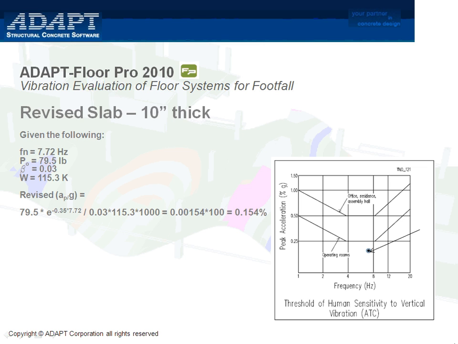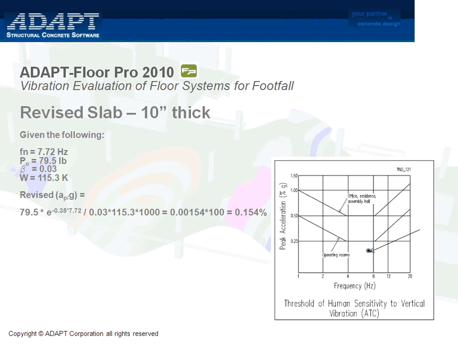In evaluating the revised slab of 10 inches thick, we can see that the frequency is now 7.72 Hz. P0 remains the same at 79.5 pounds, as does the damping ratio of 0.03. The weight of the panel increases to 115.3 kips, and finally the acceleration as a function of g is 0.154%.